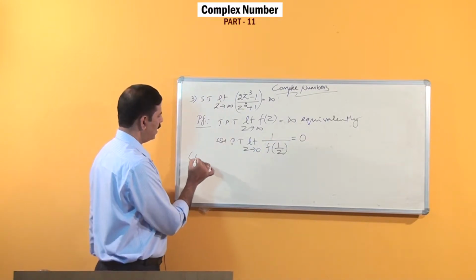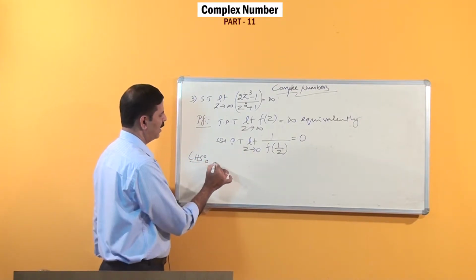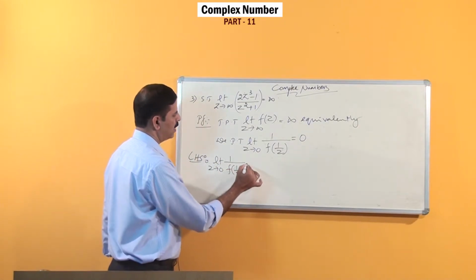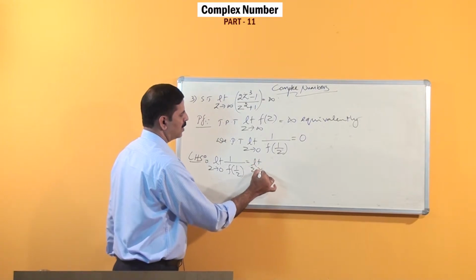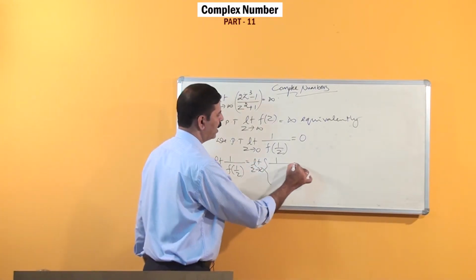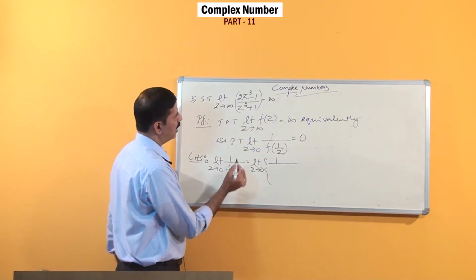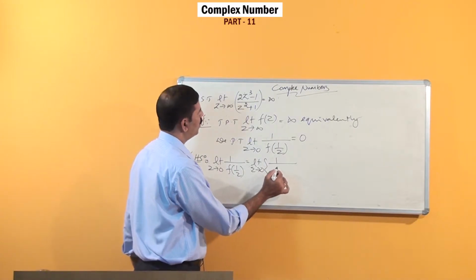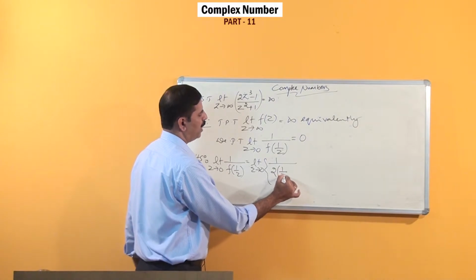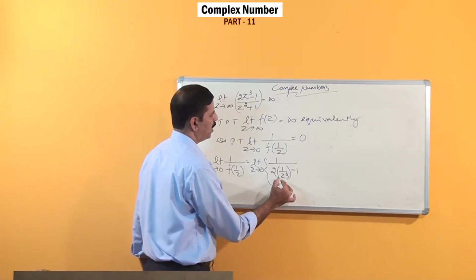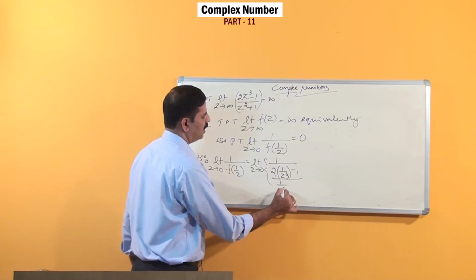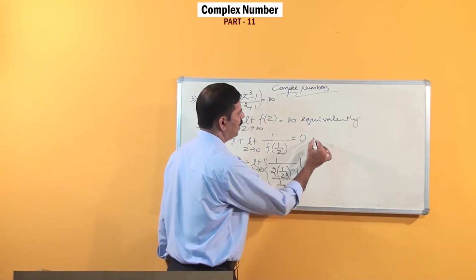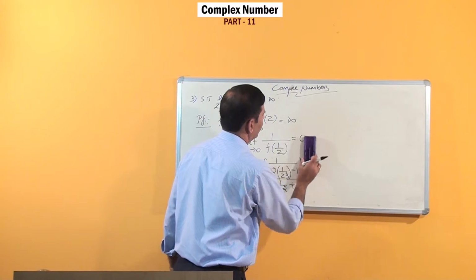So I take the left-hand side here: the limit as z tends to 0 of 1 by f of 1 by z. That is the limit as z tends to 0 of 1 by the function, and how do you write it? Wherever you have z, you have to write 1 by z. So, the reciprocal of 2 into 1 by z cube, minus 1, divided by 1 by z square plus 1. Clear? Now let me write that here.